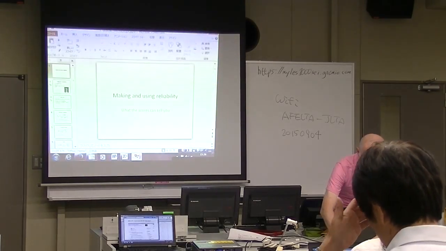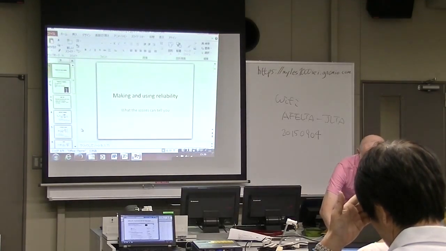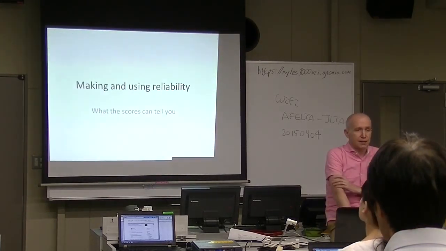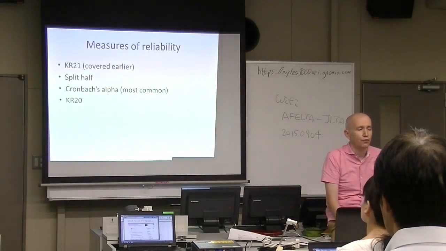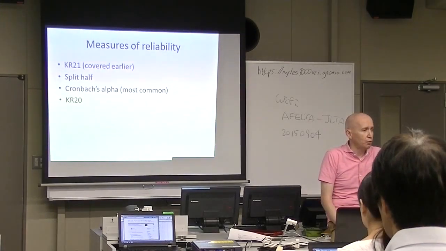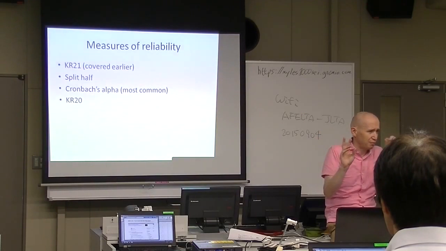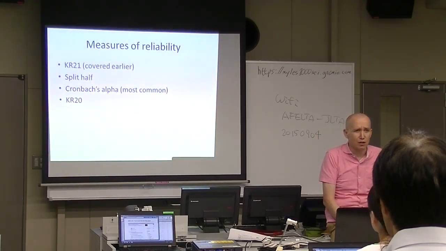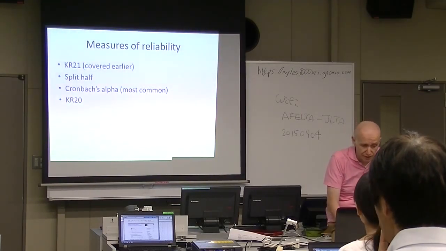Right. Making and using reliability. In classical test theory, this is really one of the most important measures. It's a very small measure because when it comes out, as I said before, it is just 2 numbers and a decimal point. But it's very powerful. It lets us look at how good our test is, how reliable our test is.